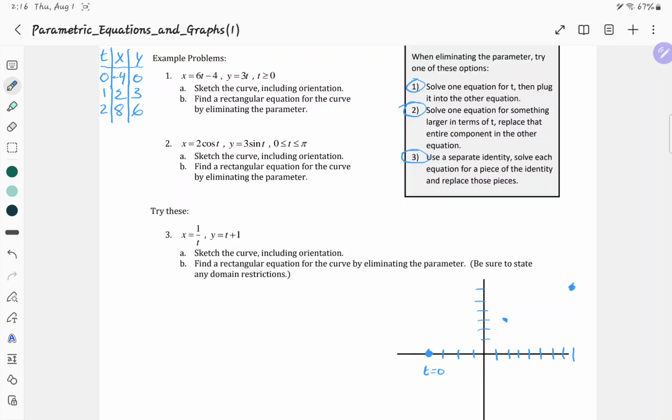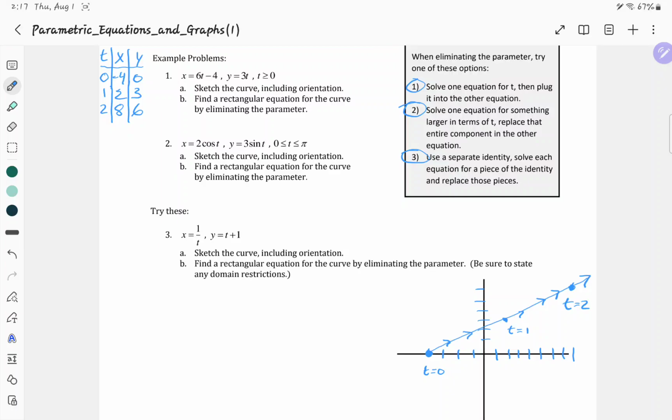So this would be, looks like I'm just doing a line. You could do more points, but those x and y values are going to get pretty big. So this is our line that we're going to get. And notice this was t is 0. This is t is 1. This is t is 2. So we would put these little arrows going this way along the curve, right? So this is just moving along that curve, going up along that line.